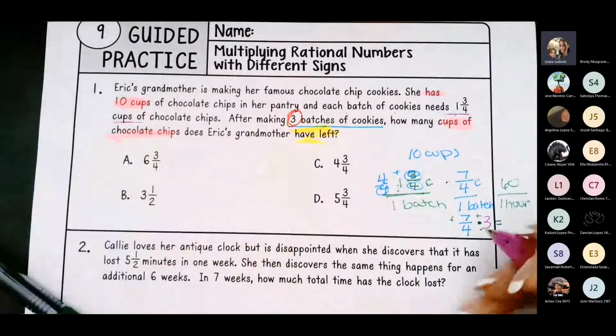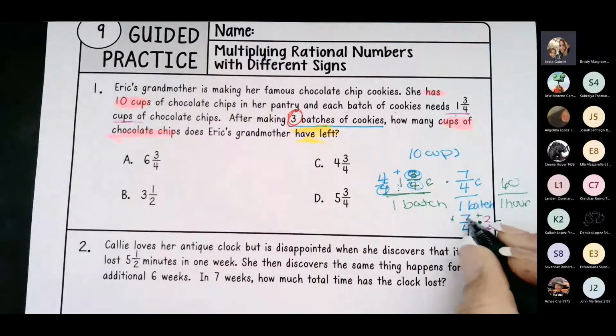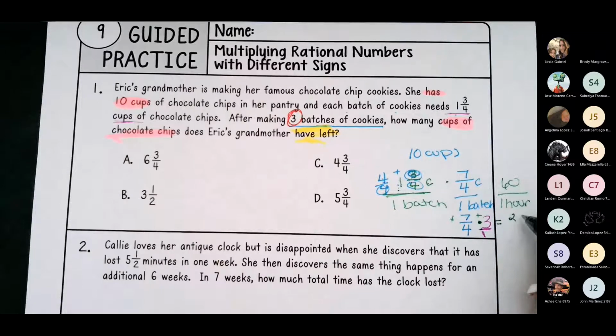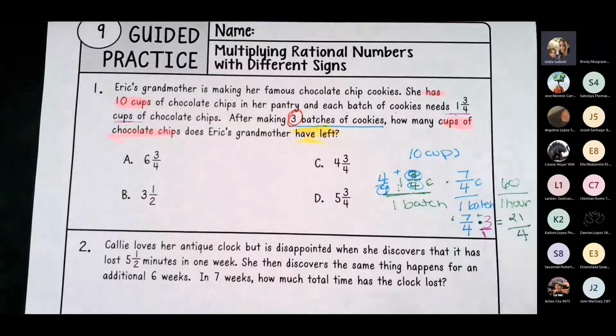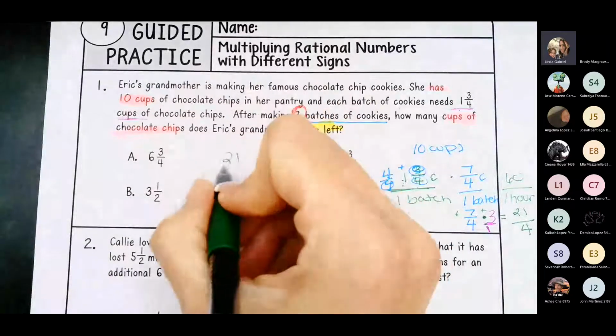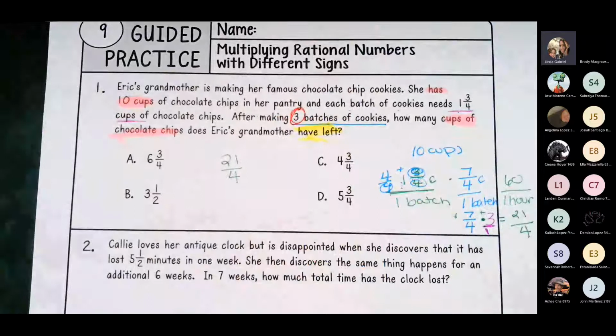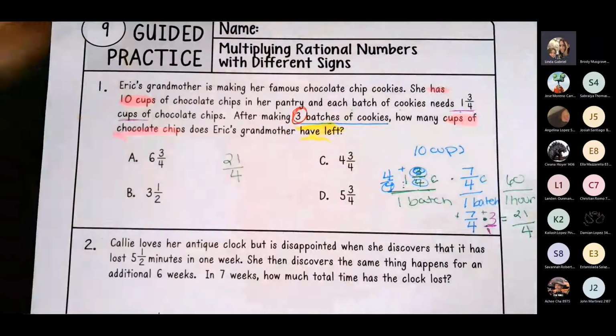And I can think of 3 as a ratio of 3 over 1. So 7 times 3 equals 21, and 4 times 1 is 4, right? So I have 21/4 cups, 21/4 cups that have been used. These have been used up.